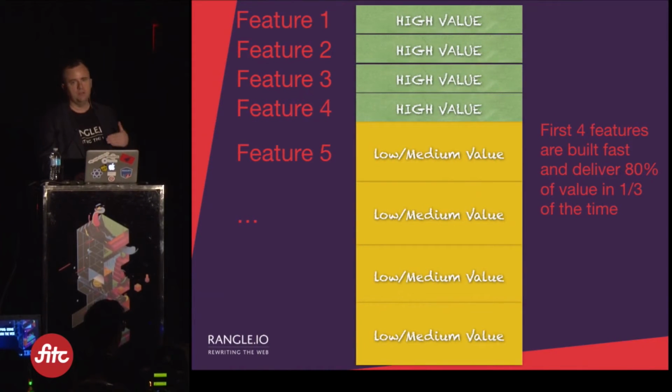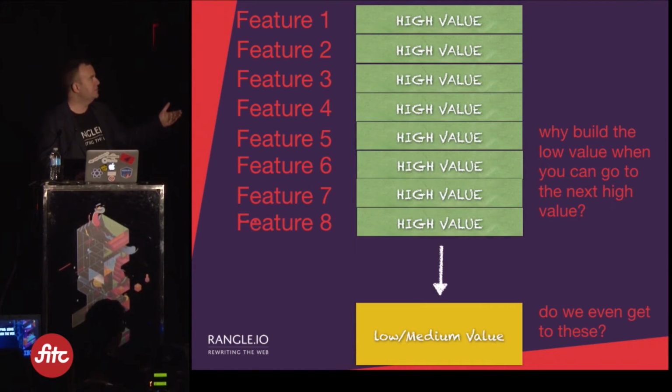Compared to if you're working on smaller units of value, now you have the high value 1, high value 2, high value 3, and you've delivered all of this. You've delivered 80% of the value in a third of the time, and then you're probably just not going to even hit the low and medium features, because why not just keep going? You've delivered software, you've got user feedback, and now you focus on the next high value thing.